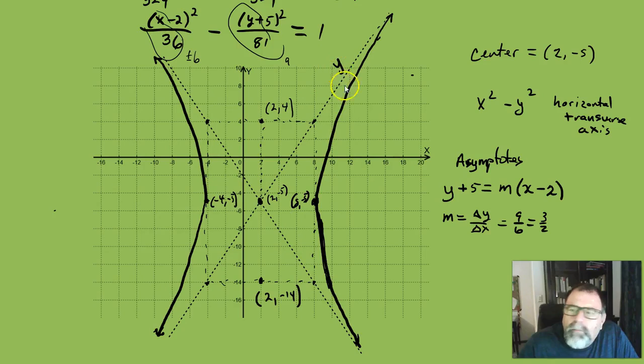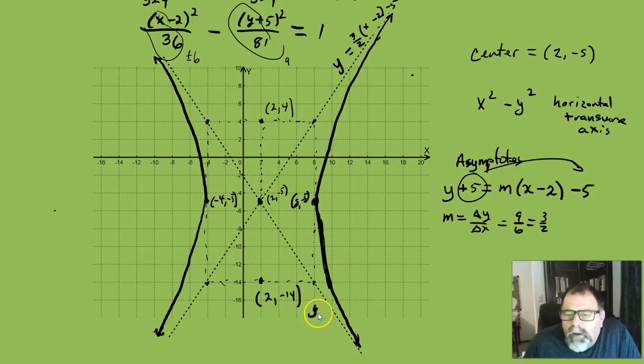So this asymptote, and then remember, you're going to take this and move it to the other side. So it'll be -5. Okay? So it will be y equals 3/2 x minus 2, minus 5. And then this one is y equals -3/2 x minus 2, and then -5. Okay? And there you go. That's all the things they asked for.